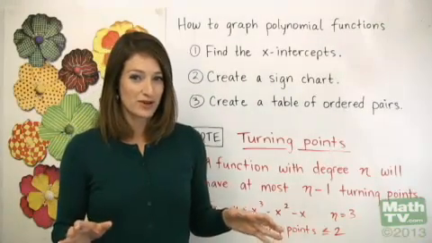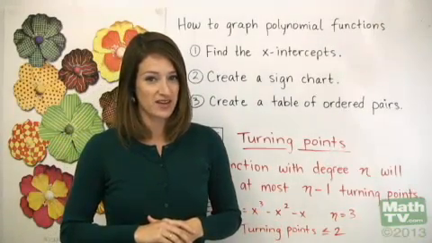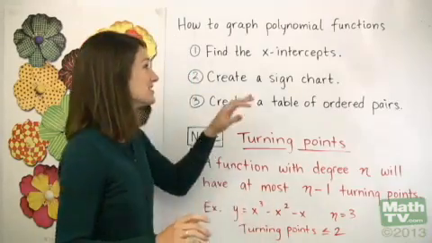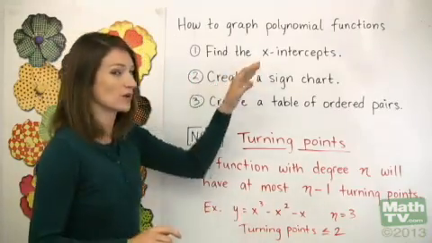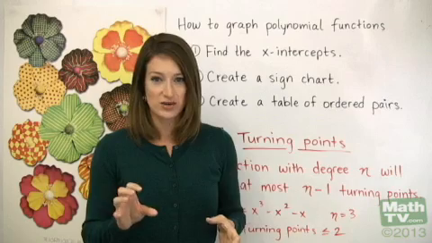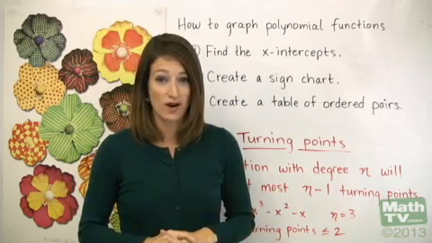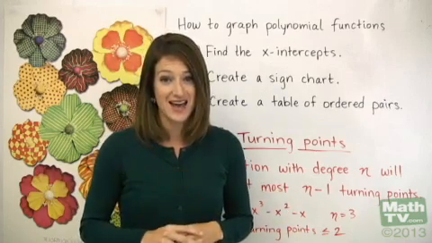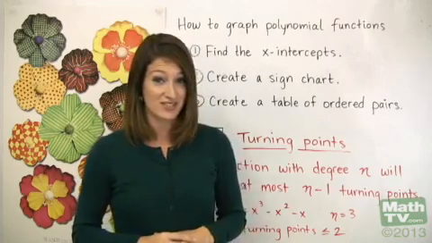To graph polynomial functions, we need to do three things. The first of which is to find the x-intercepts. So we're going to set our function equal to 0 because the x-intercepts are where that graph crosses the x-axis and the y values are 0.